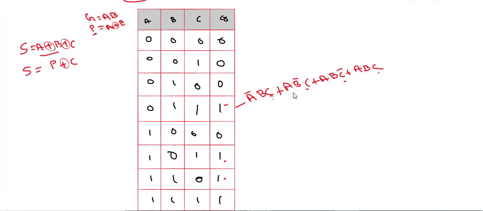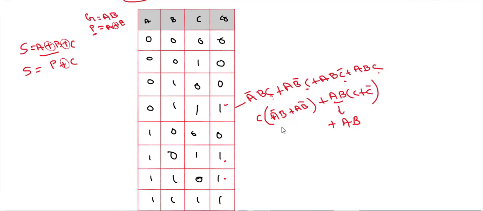If you take C outside here, C is common, so take C of A bar B plus A B bar. Again, when you take C outside, C bar C gets cancelled, so AB is common here. So we can take AB into C plus C bar. We know that C plus C bar is 1, so it cancels out, and we get AB here.